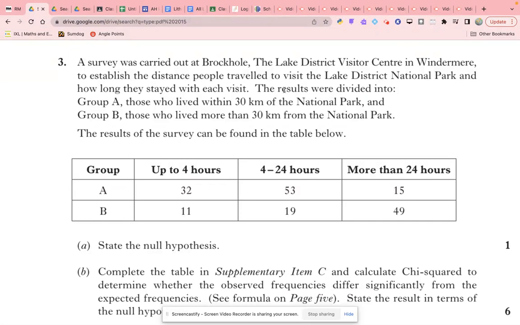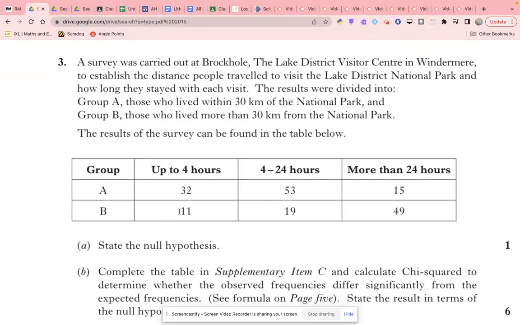Now, in this survey, the results have been grouped into two groups. Group A, and we can see the results down here, are the respondents who said that they lived within 30 kilometres. So their answer was that they were within the 30-kilometre radius of the national park. Group B were the respondents who said that they lived beyond 30 kilometres. And we can see their results down here.